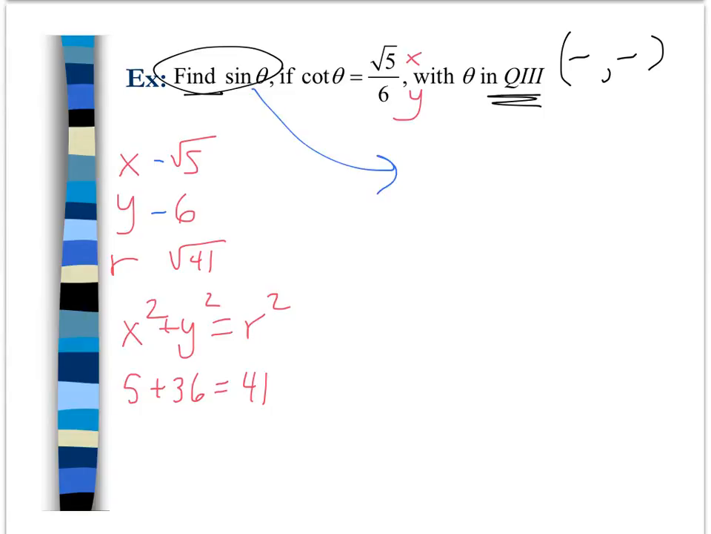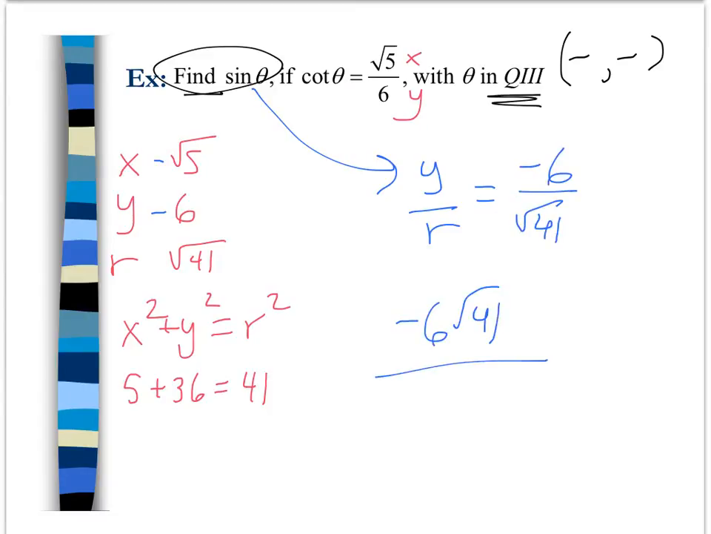So now I'm asked to find sine, which is y over r, and my answer will be -6 over root 41, which we will rationalize to get -6 root 41 over 41. You can also solve these problems using identities. However, the x-y-r was a preferred method for students, and the final is multiple choice, so it really doesn't matter.